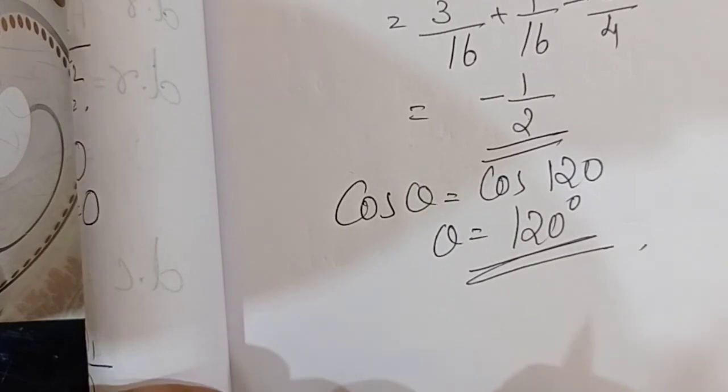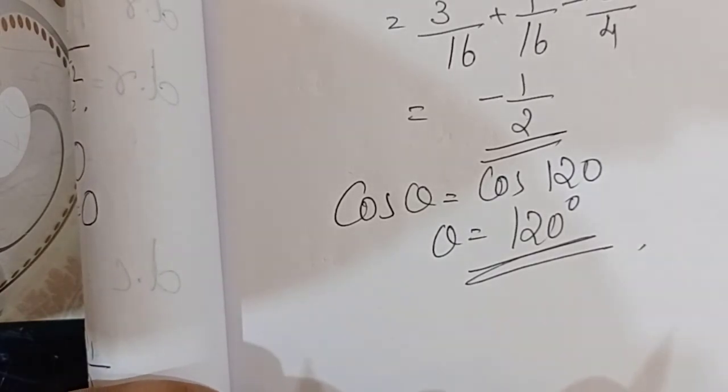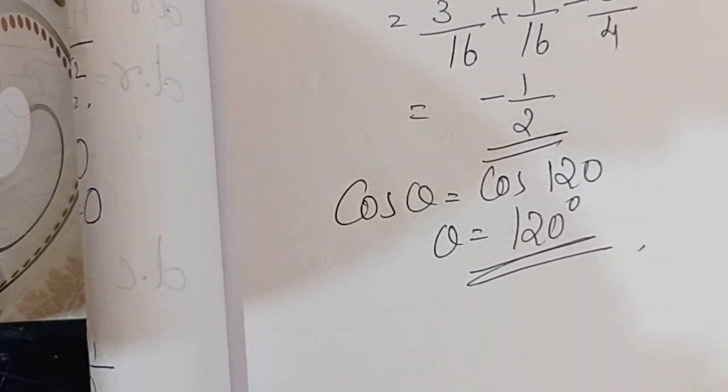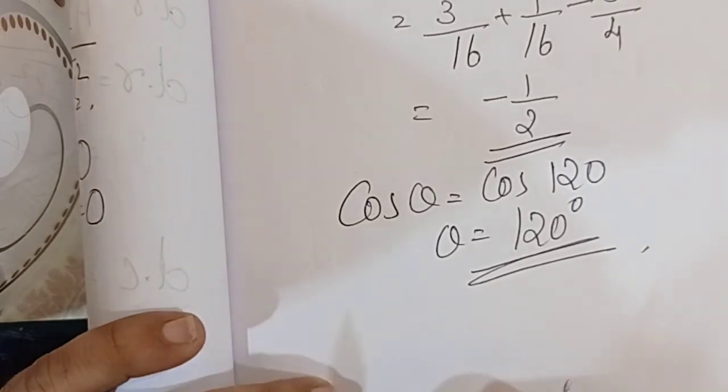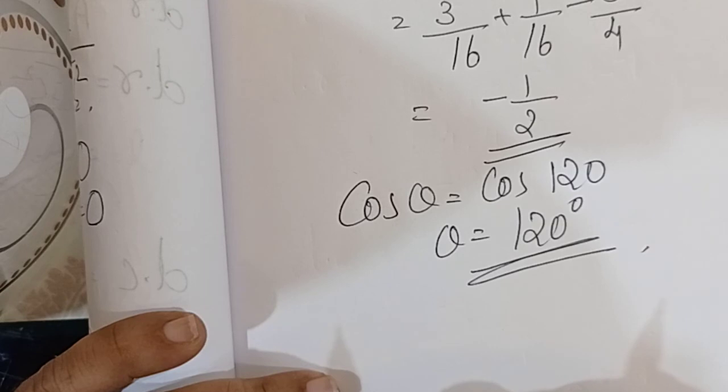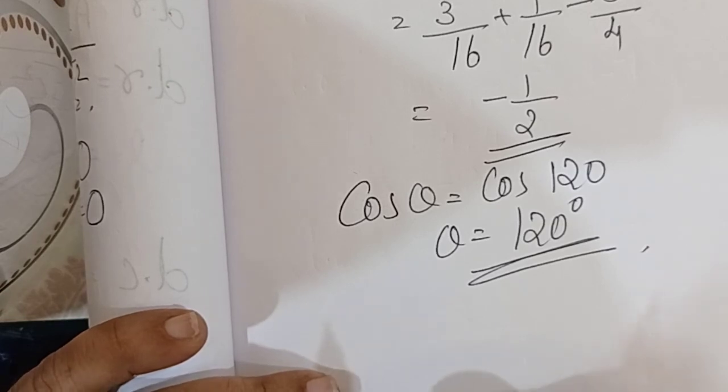The next type of question is show that the lines are parallel, and the third one is show that the lines are perpendicular. Okay, study up to this. Then we will continue the same topic in the next class.